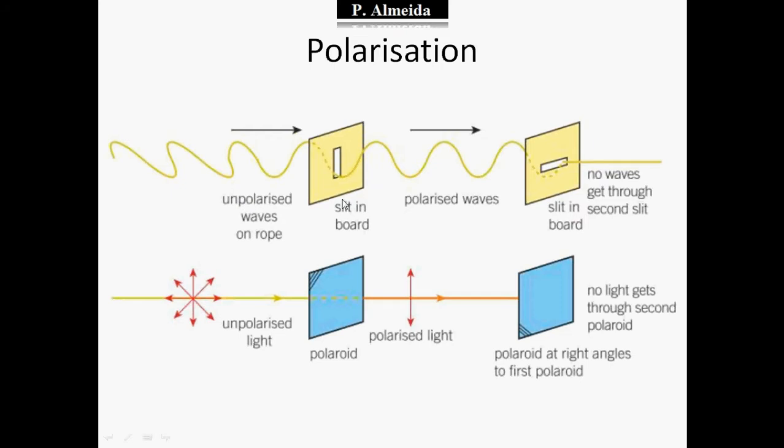So I have unpolarized waves, I put a slit, and I get polarized waves only in that direction, in this case vertically. Then if I have a horizontal polarizer and I try this, because I only have vertically polarized waves, no waves are going to go through the second slit. And here again is another example: unpolarized light passes through a Polaroid, a filter that only allows light polarized vertically, and then I have a second Polaroid at right angles to the first one. Again, only waves moving up and down could go through, but there are none, so no light gets through the second Polaroid.